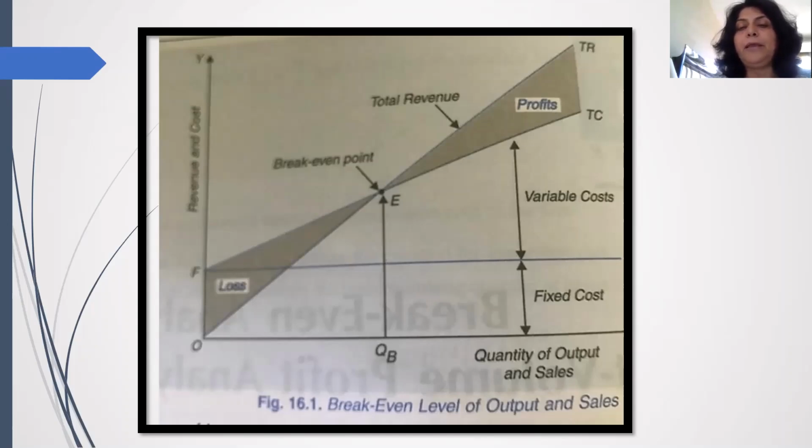At point E, corresponding to the quantity of output and sales OQB, break-even happens. Before that, we are suffering losses because TC is more than TR, and after that, we are earning profits because TR is greater than TC.